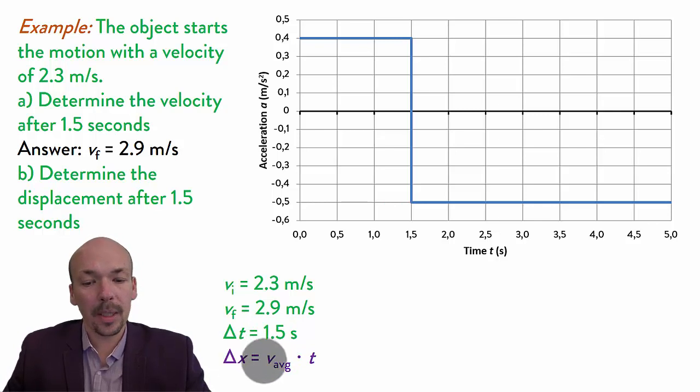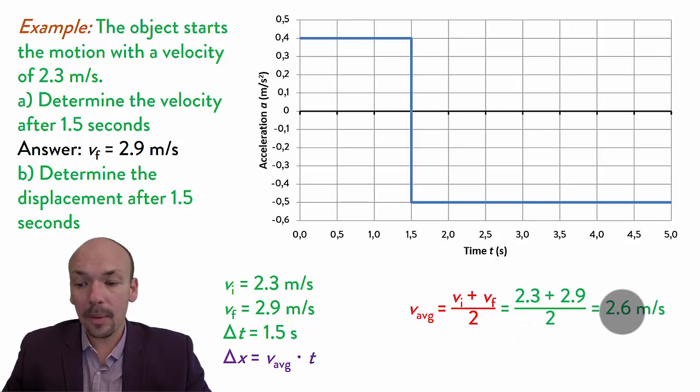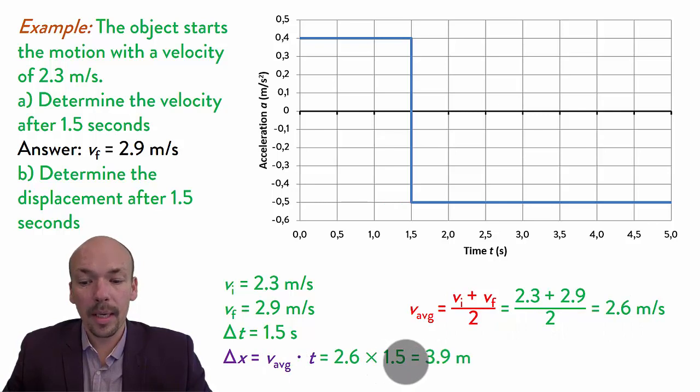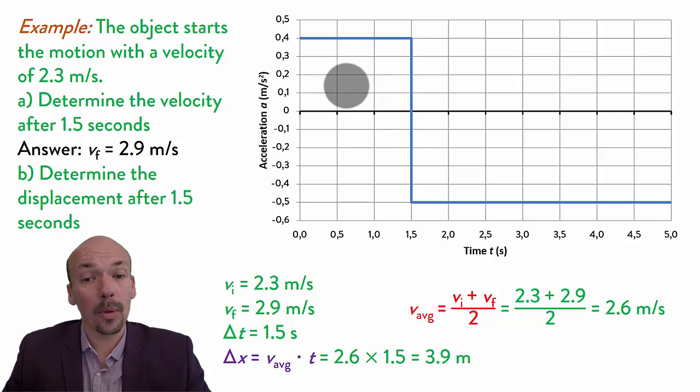The displacement equals the average velocity multiplied by the time. Well, as we already have the time, we need the average velocity, and as this is a constant acceleration we can use this equation: initial velocity plus the final velocity, divided by 2. So we put all our data in and we get an average velocity of 2.6 meters per second. And again, we can do this because it was a constant acceleration, so this was a number which was always the same. So 2.6 meters per second, that's the average velocity. We use the equation and we have a displacement of 3.9 meters. So the displacement here was 3.9 meters.